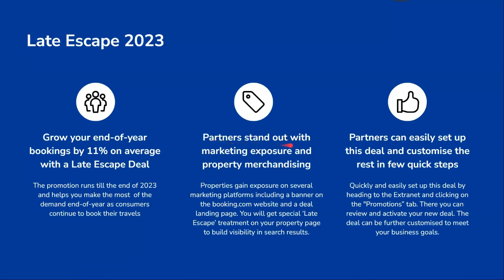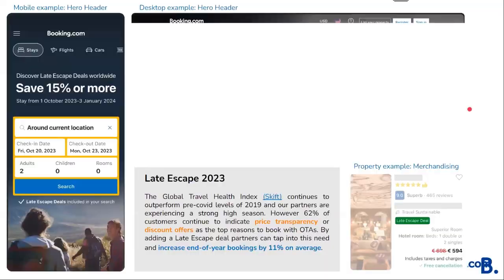As a partner, you will stand out with marketing exposure and property merchandising. Again, you get a badge in case you opt for this on the front end. And the partners can easily set up this deal and customize the rest in a few quick steps. So again, you can have options of blackout. You can even choose multiple blackout dates here. In case you have multiple rate plans, like for example, without breakfast, with breakfast, 2 meals, you can choose all those options with the late escape deal.